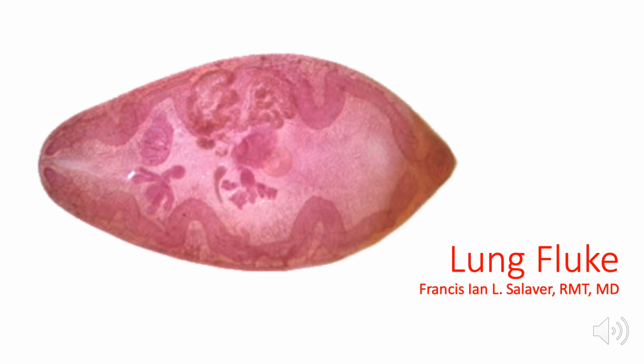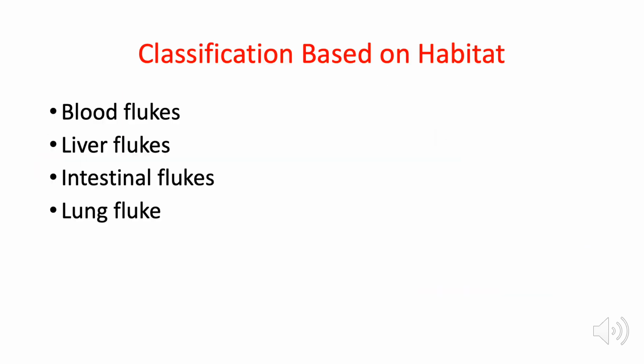Good day, future doctors. So for today, we will be discussing the lung fluke, the Paragonimus westermani. Trematodes can be classified based on their habitat or the location where we can find them in our body. When you say blood flukes, they can be found in the blood vessels. Particularly, I'm referring to the adult stages.